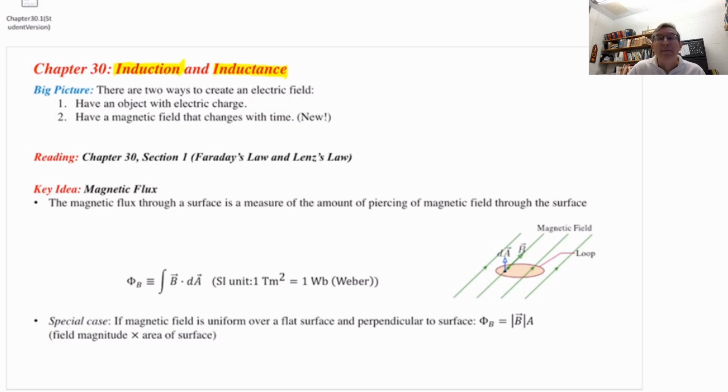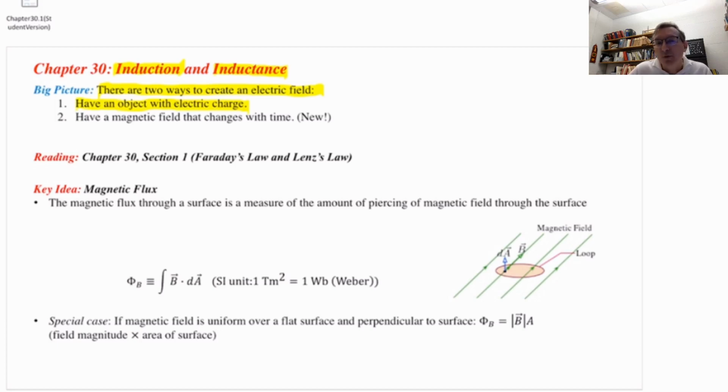If I step way back to give a big picture, what I'm going to do is describe to you a new way to create an electric field, which will bring us up to a grand total of two ways to create an electric field. The first way is what we've been talking about for weeks and weeks now. All you have to do is have some amount of electric charge, Q. That's it. And you'll have electric field. That's the way we know.